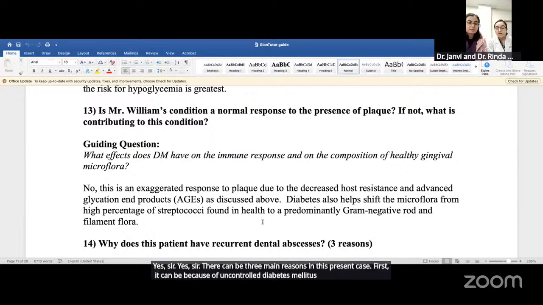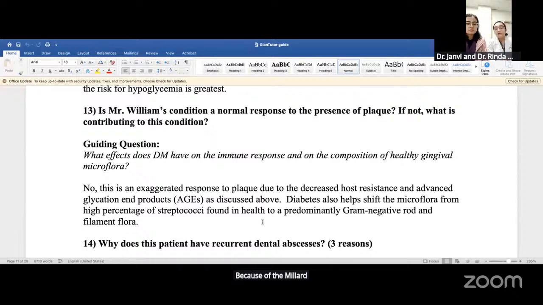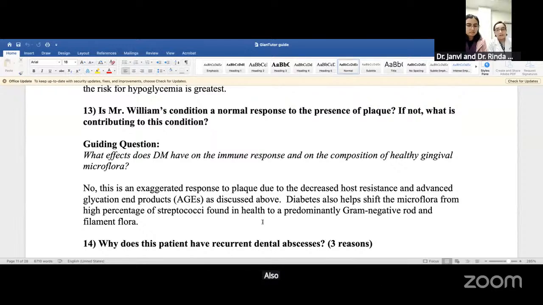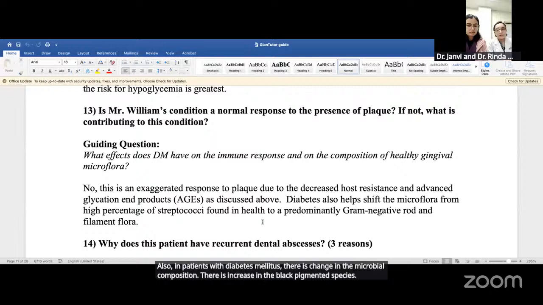The healing capacity of the body is reduced. This happens because there is formation of advanced glycation end products. Because of the Maillard reaction, the collagen fibers undergo glycation and are more prone to breakdown, and they don't repair very nicely. Also, there is reduced chemotaxis, phagocytosis, and adherence of the PMNs. Also, in patients with diabetes mellitus, there is change in the microbial composition. There is an increase in the black pigmented species. All these factors can lead to delayed healing.